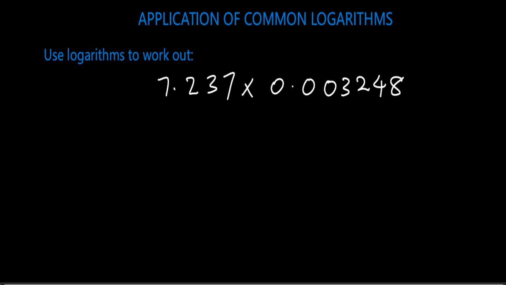Again, we'll be using the logarithm table and the anti-logarithm table. Those are two tables that we're going to use for tackling such a question. So use logarithms to work out 7.237 multiplied by 0.003248.